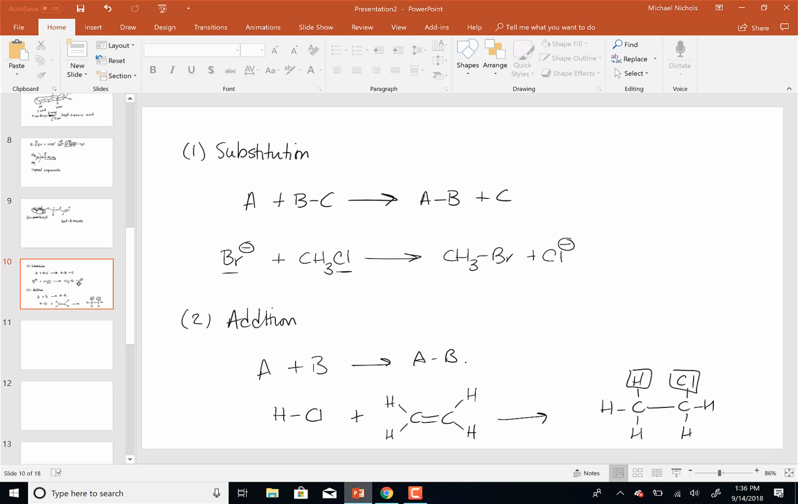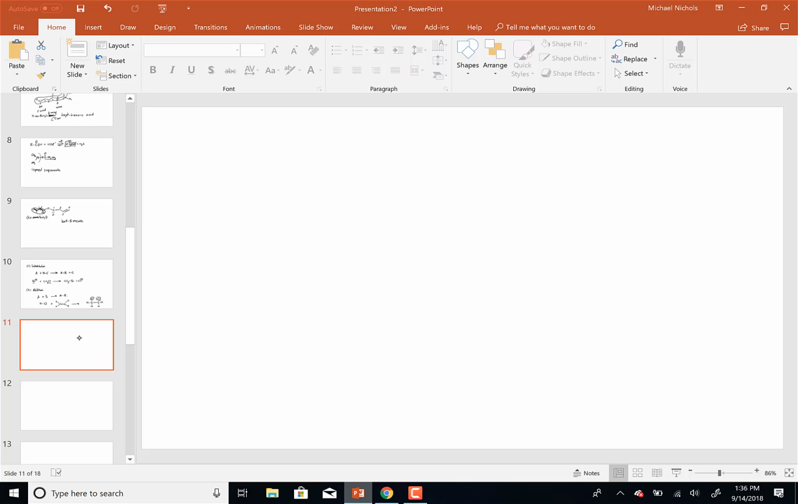We're going to define this a little bit more. This will be called electrophilic addition. So that's 2. Then let's see. Number 3 is elimination.